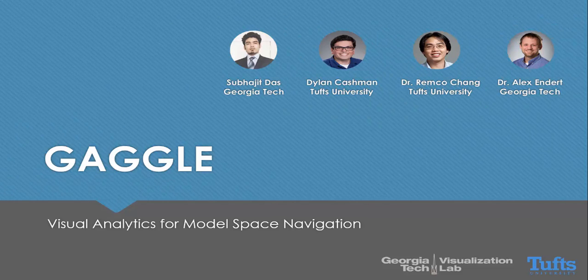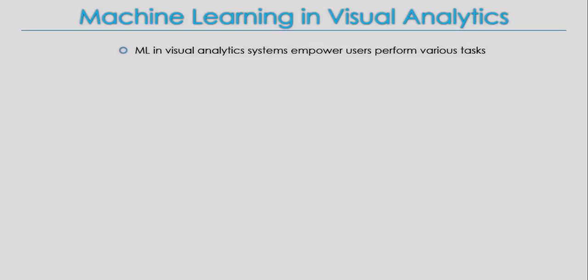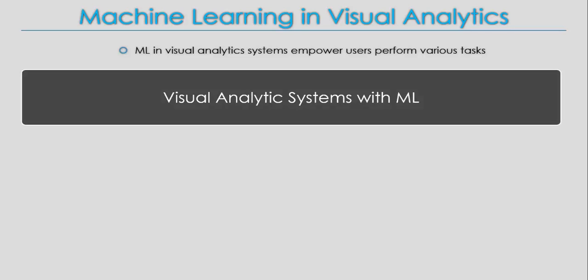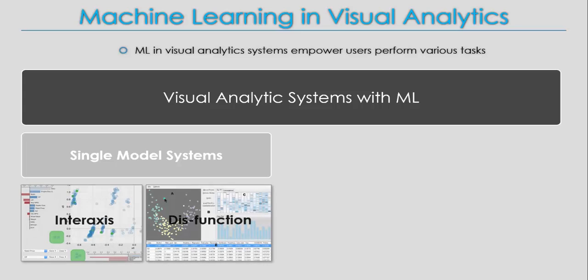I will be talking about our paper, Gaggle: Visual Analytics for Model Space Navigation. Recent visual analytics systems make use of machine learning models to support user tasks. These systems are traditionally built on a predefined model, also called single-model systems. For example, InterAxis allows users to interactively change an axis, and DisFunction allows interpreting a similarity function based on user interaction. When a model is correctly chosen for the phenomena, task, or data distribution, such systems can effectively support users in exploration and analysis.